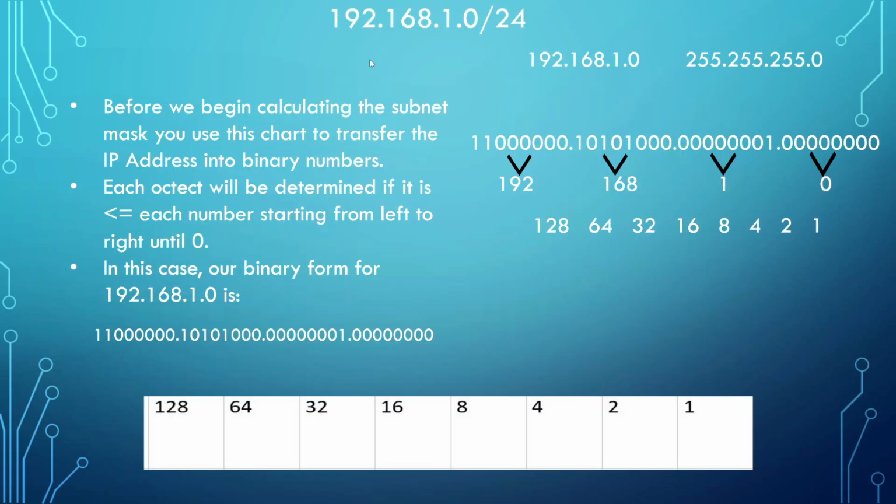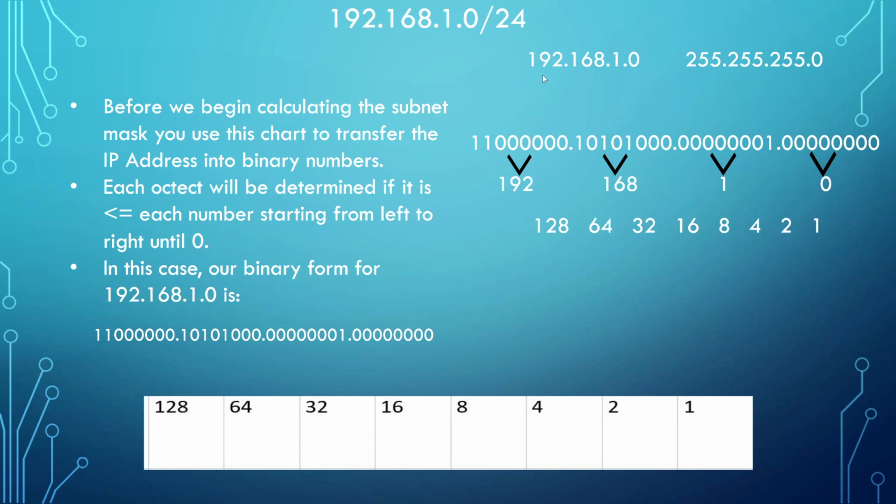Starting off, we have 192.168.1.0 as the IP. And before we can calculate the subnet mask, we need to turn this number into binary numbers. So the way we're going to do that is we're going to take each octet, which is the 8-bit, 4 different octets of this. It will be determined if it is less than or equal to each number starting down here from left to right from this chart. We'll go in order, and I'll do it for example.